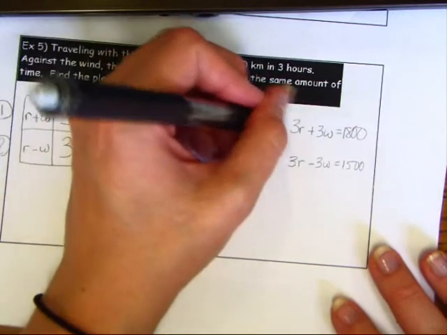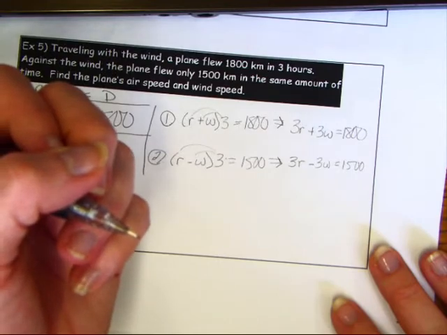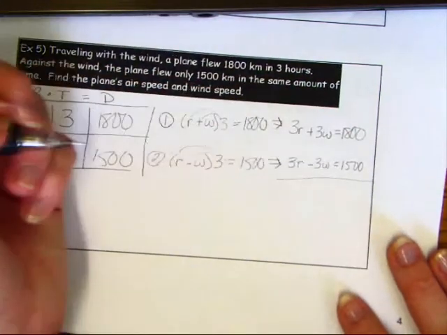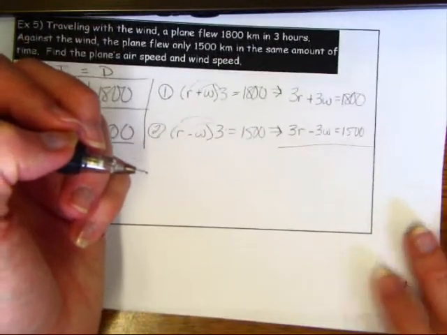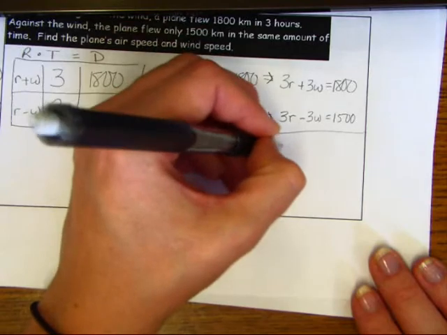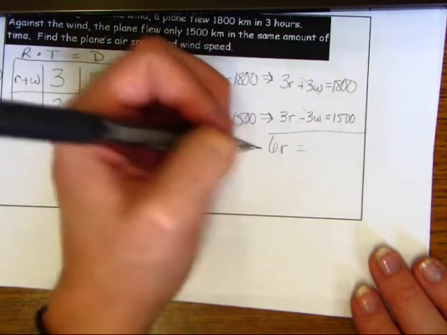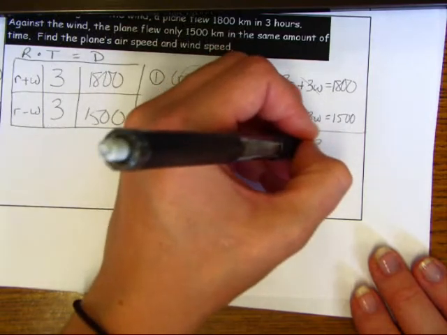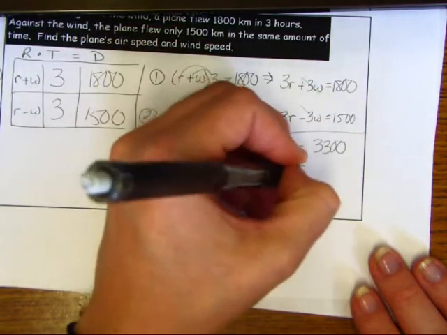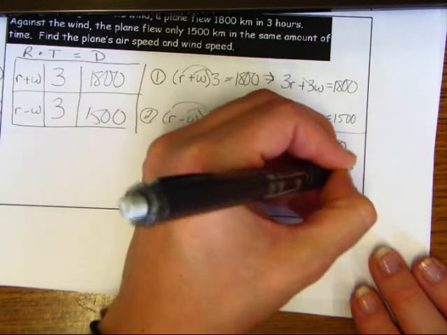Wow, look at these two equations, guys. What should we do? Substitution or elimination? Hopefully, you guys are thinking to yourself elimination if you're not talking to the video. Add them up. 3 and 3 make 6r. Look at those w's, they go away. And 1800 and 1500 make 3300. When you divide by 6, you get a really nice answer of 550 kilometers an hour.